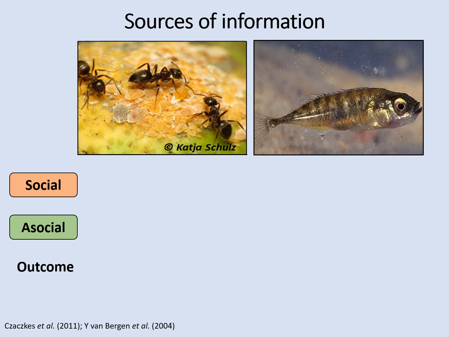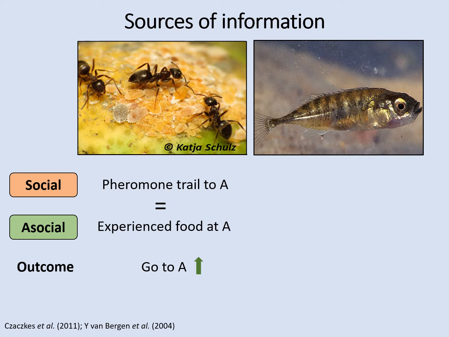To understand how animals might integrate different sources of information while making decisions, we can study cases where the different sources coincide or agree and cases where they are in conflict with each other. When social and asocial sources coincide, the corresponding information could often be used synergistically. For example, ants that had social information as a pheromone trail to a food source A and also own memory to a food source A walked faster to A than cases where only one source of information was available.